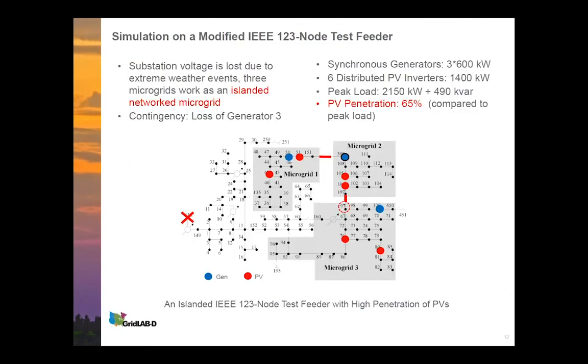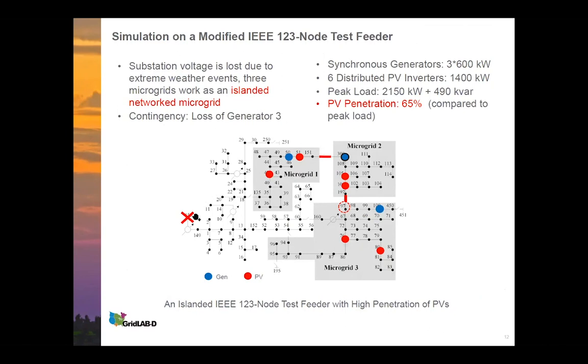Okay, so with the model validated, let's move to a larger scale distribution system. Maybe not too large, a mid-sized distribution system. Here we use the IEEE 123-node test feeder as an example. We did some modifications on this test feeder.